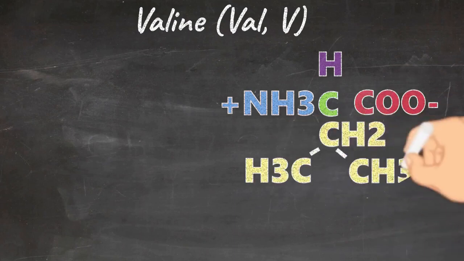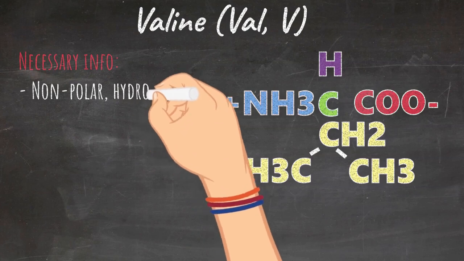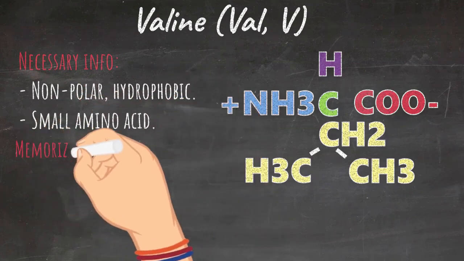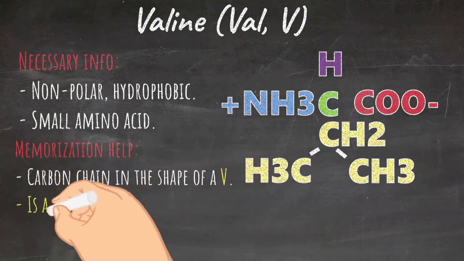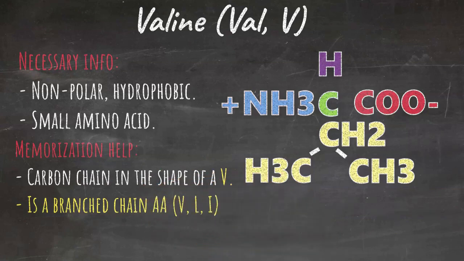Right, so first we'll talk about valine, which is abbreviated VAL or V. So like I said before, it is nonpolar and hydrophobic. It is a very small amino acid. Its carbon chain is in the shape of a V, as you can see on the image, and it's all just made out of carbon. So it is known as a branched chain amino acid along with leucine and isoleucine.